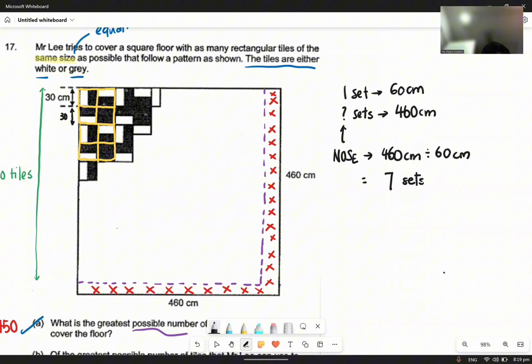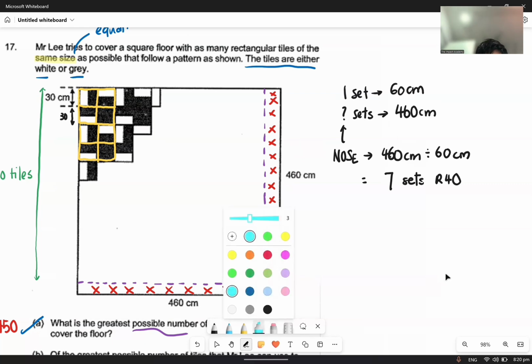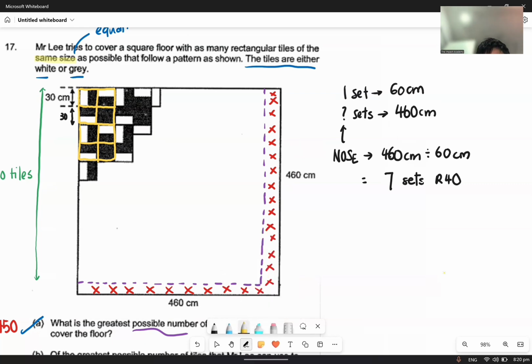But when I do 60 times 7, I only get 420. That means there's a remainder of 40, which I don't want to care about. Is that okay? Yeah. So that is only one of the length. Am I making sense? Yeah.